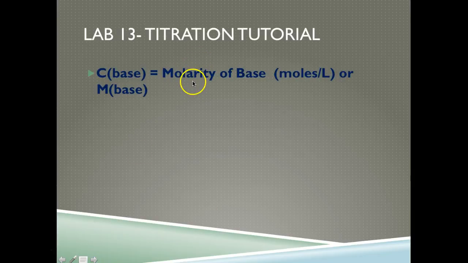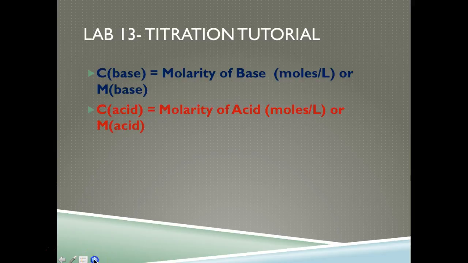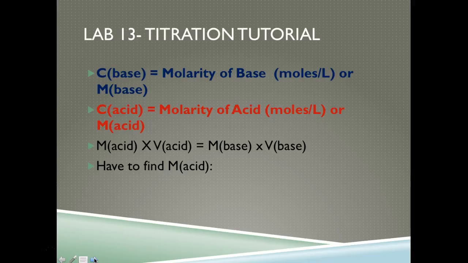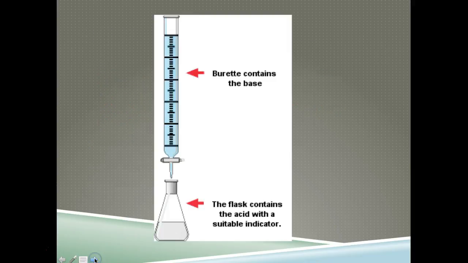So molarity of base is in moles per liter, and that's M base in the formula. Molarity of acid is in moles per liter, or M acid. So M acid times the V acid is equal to M base times V base. So how to find M acid, where M is equal to molarity.